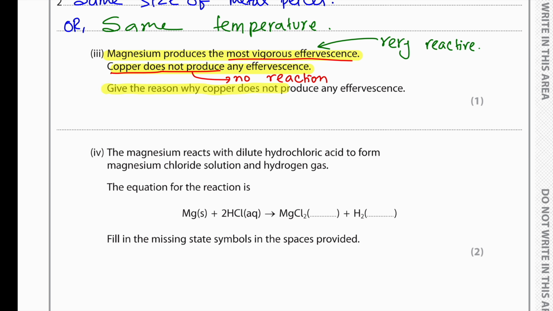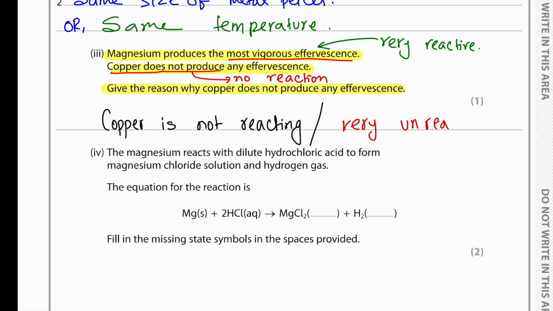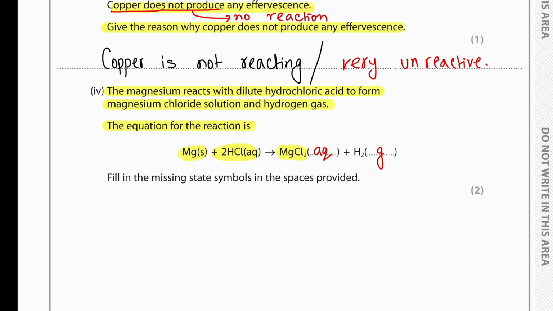Give the reason why copper does not produce any effervescence. So we can say copper is not reacting, or we can say copper is very unreactive. The magnesium reacts with dilute hydrochloric acid to form magnesium chloride solution and hydrogen gas. The equation for the reaction is magnesium reacting with hydrochloric acid produces magnesium chloride. Magnesium chloride is a soluble salt, so must be aqueous. Hydrogen is gaseous, so must be g in state symbols. The question asked us to fill in the state symbols, so we already did that.